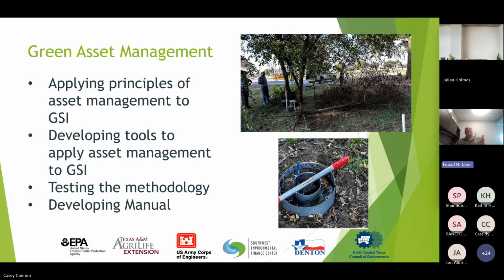So we looked at the concept of green asset management. I think we were working in parallel to the Southwest Finance Center as they were developing their manual. Some of them actually were involved in this. We had a couple of their employees fly in, and their director was involved in many of the meetings that we had in order to develop this methodology. And so specifically, we were concerned with the first two parts of the analysis, which are, again, the condition and the level of service of these systems. Next slide, please.